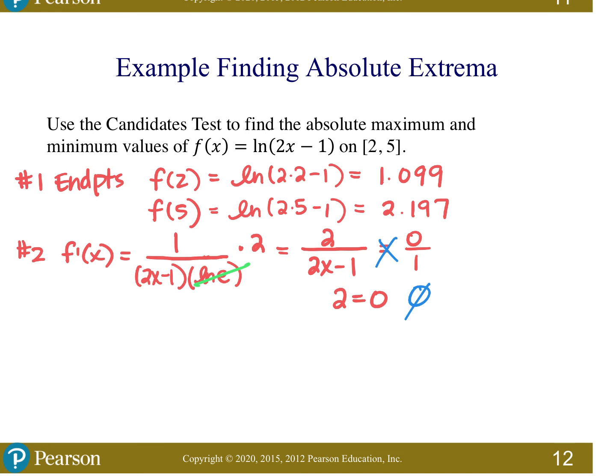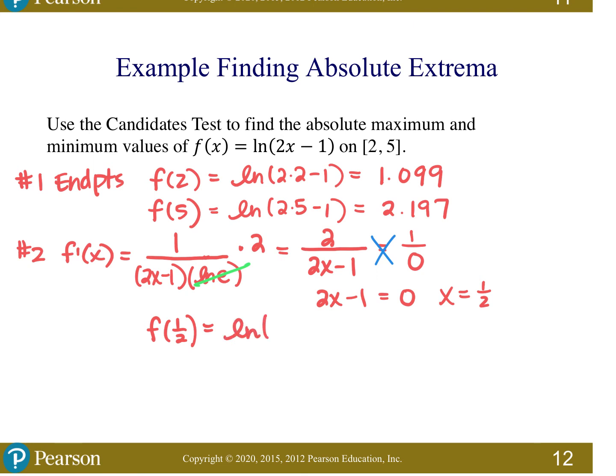So let's redo it. And now let's set it equal to 1 over 0. So we're doing both. And now we'll do 1 over 0, and we'll cross multiply. And this time, we get 2x minus 1 equals 0, so x is half. So there's my other candidate, f of half. Nick, can you do that one for me? So this will be ln of 2 times half minus 1. And then tell me what that turns out to be.